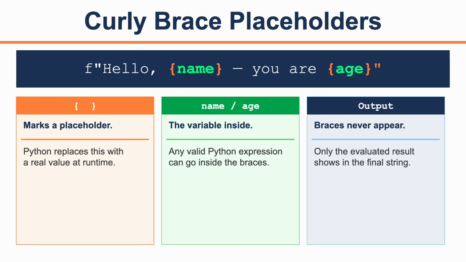Inside an f-string, curly braces mark a placeholder. Python evaluates whatever is inside those braces and inserts the result into the string. The braces and their contents do not appear in the final output. Only the evaluated result is shown.